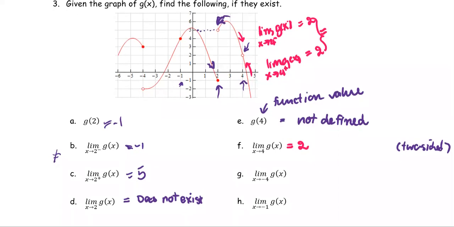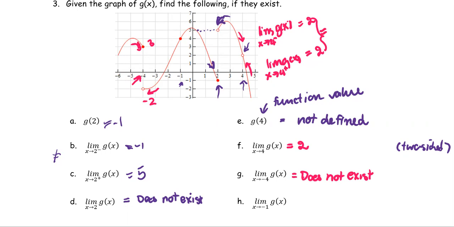Next one, part G, the limit of g(x) as x approaches -4. Look at the point -4. No superscript, that means we look at the left side coming to the value 3, the right side coming to the value -2. The two-sided limit of the function g as x approaches -4 does not exist, because the left-sided and the right-sided limits are not the same. One side approaching 3, the other side approaching -2.